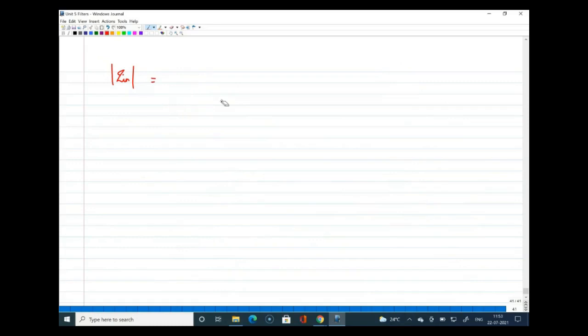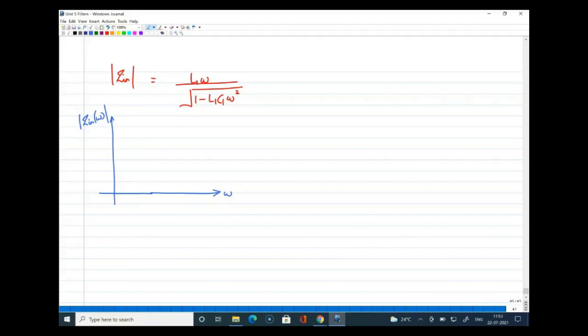Right? So now by looking at the magnitude, can you plot the response of this? What I want you to do is, when the frequency varies, how the input impedance will vary as a function of frequency. Can you look at the magnitude of the impedance and tell me what will be the variation of this input impedance with respect to omega?